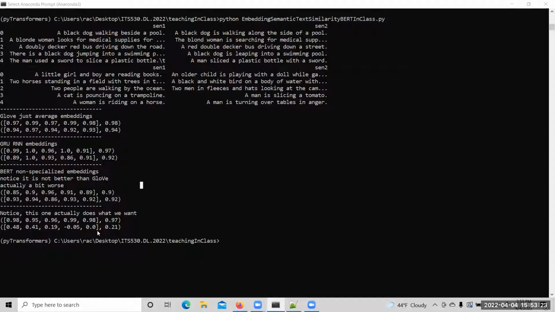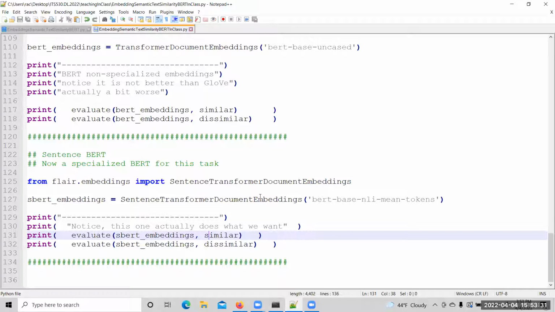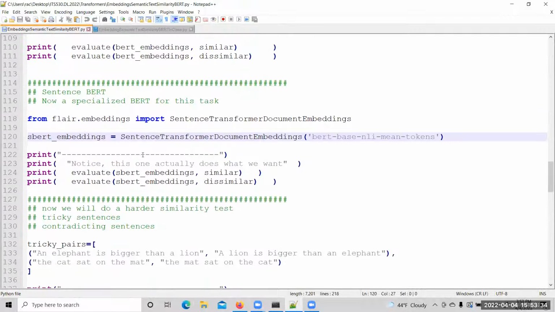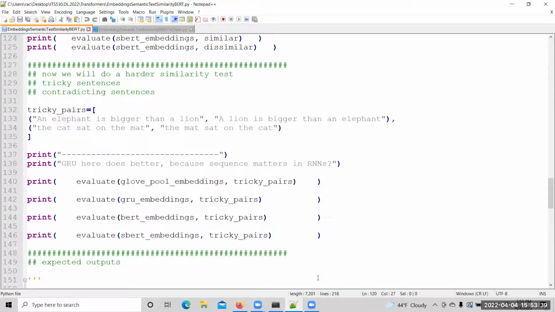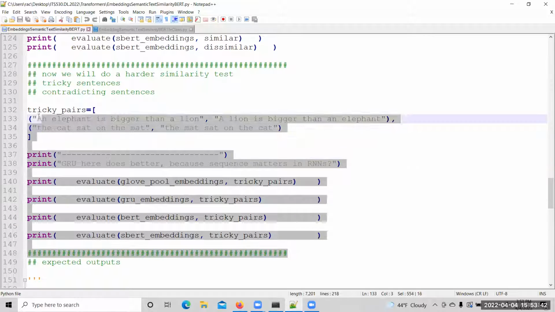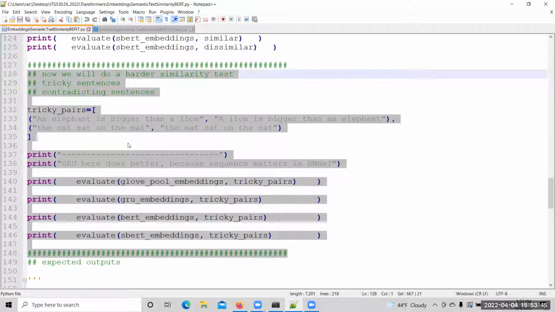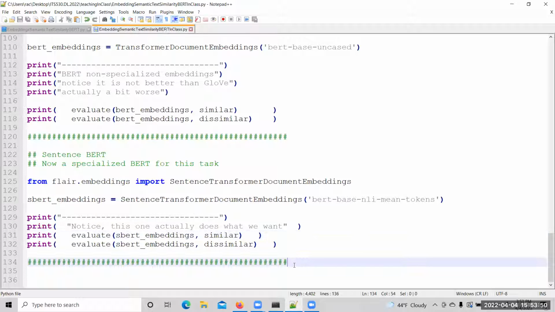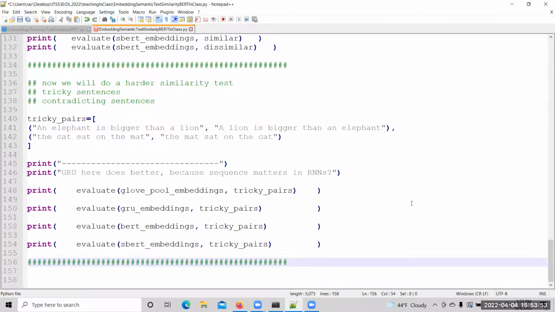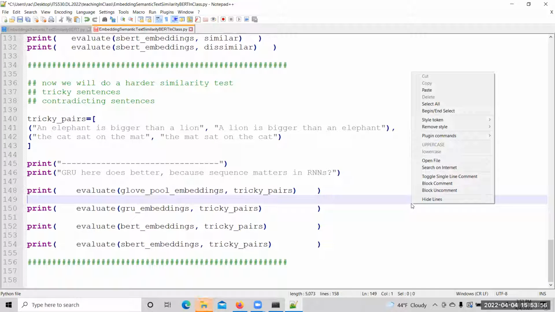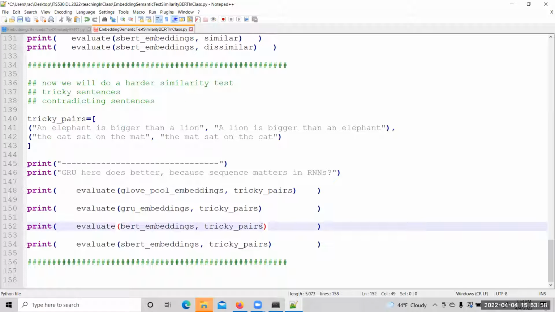Now, what we're gonna do is a harder similarity test by choosing text that's a little bit more tricky. So we're gonna go over here. So this was our SBERT model. Now I'm gonna just copy this text here, and we're gonna go over this one. So now we will do a harder similarity test with tricky sentences.